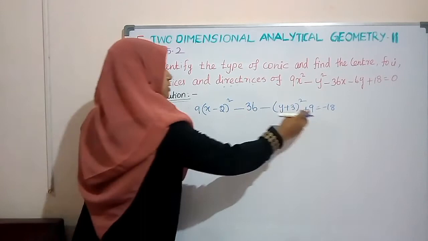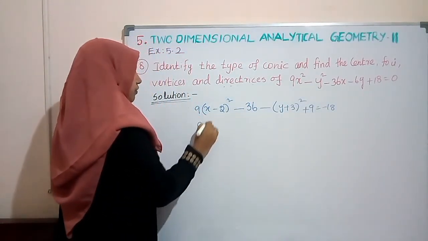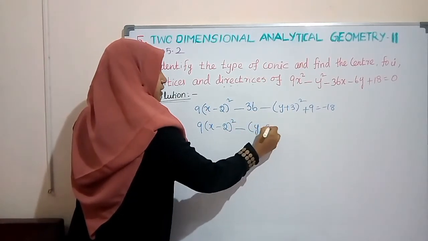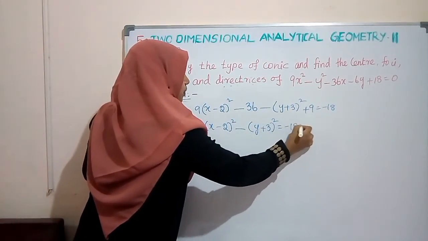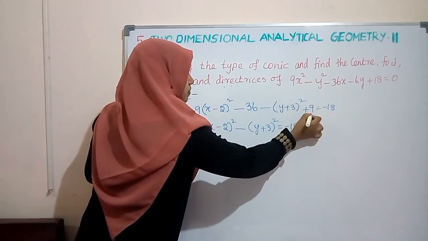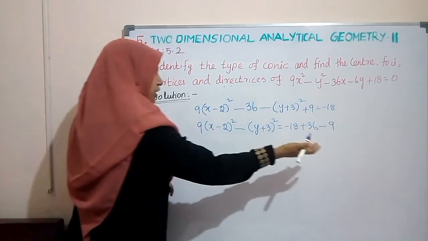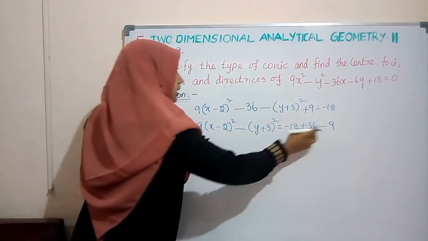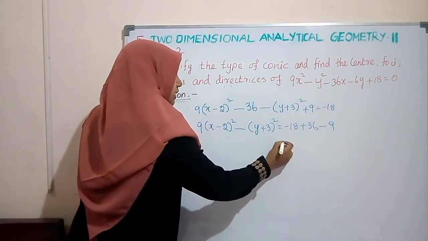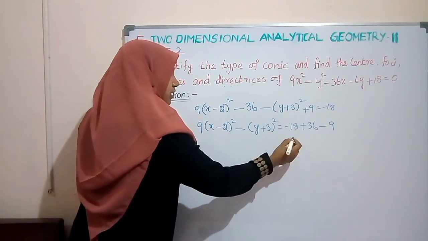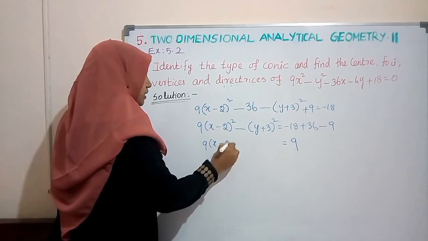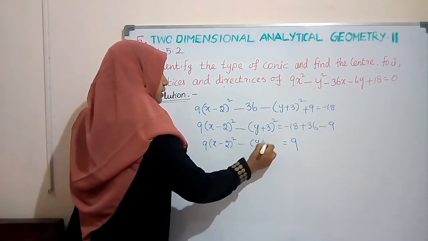Okay, now again take this constant term to the right side. We have 9 into x minus 2 the whole square minus y plus 3 the whole square is equal to minus 18 plus 36. This becomes plus 36 and this plus 9 becomes minus 9 when you take it into the right side. So after simplifying this right side, we have 36 minus 18 minus 9. It is 36 minus 27. It is nothing but 9.